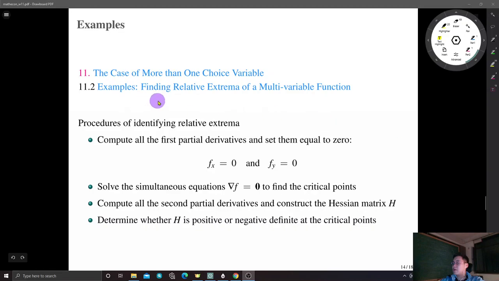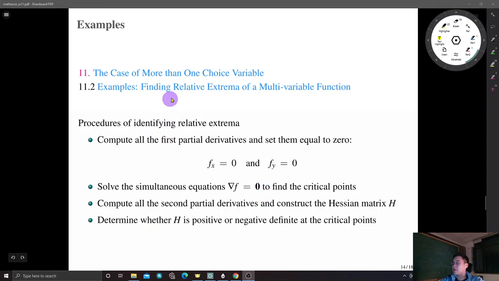Alright, in this video, the last video of 11th week, we are going to study how to find the relative max or min when a function has multiple variables. I'm going to illustrate that by going through several examples. And the procedure is as follows.